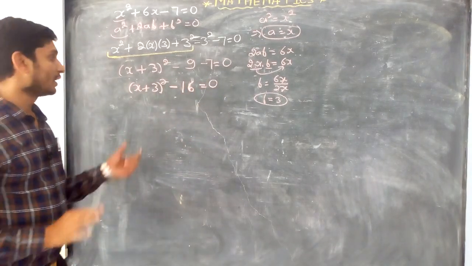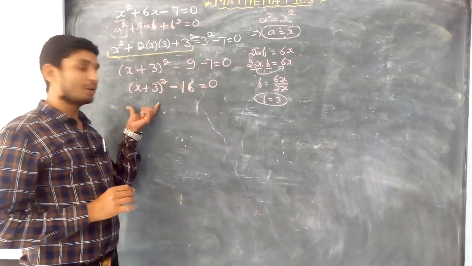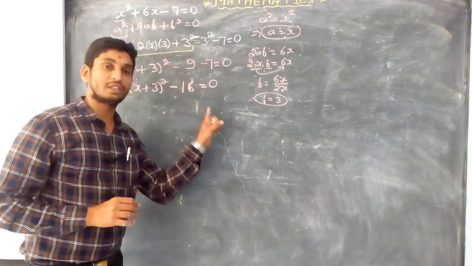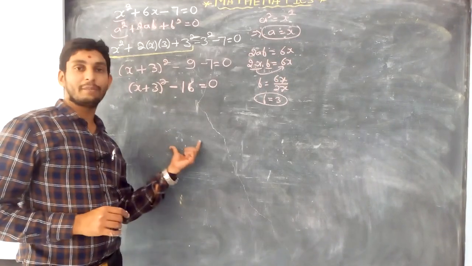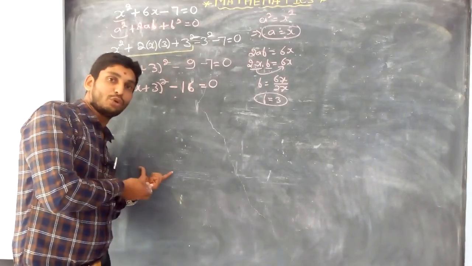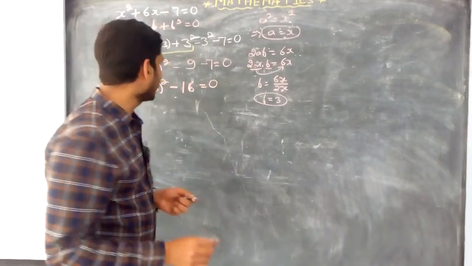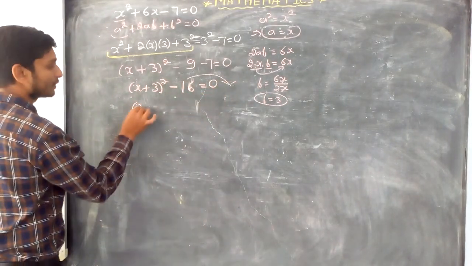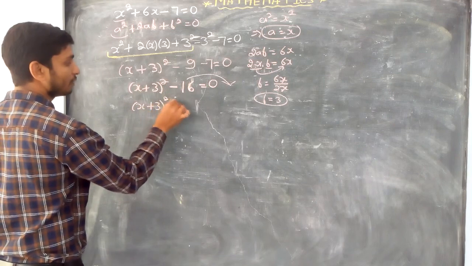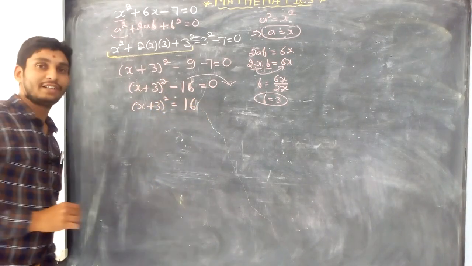Now your choice. We can use any one of the methods. x plus 3 whole square minus 4 square equals 0. It is in the form a square minus b square, a plus b into a minus b equals 0, so you can solve it that way. Or you can use another method. The other method is to transfer minus 16 to that side. That is x plus 3 whole square equals 0 plus 16, that is 16.